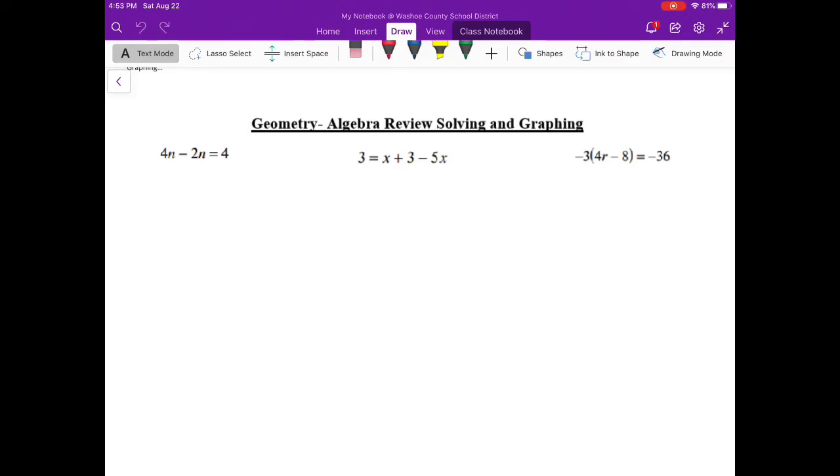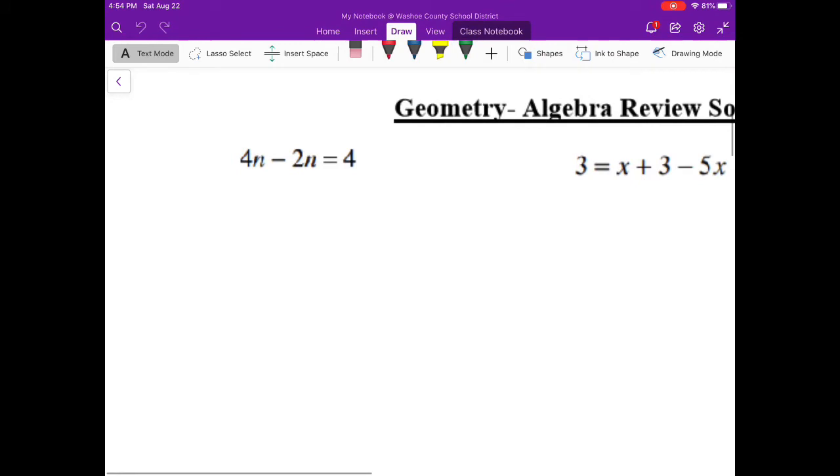Welcome everyone. We're going to be doing some review on how to solve a multi-step equation, and we're also going to be doing a review on graphing. So when we have an equation, we're going to start with something simple like this. When we ask you to solve, we're asking you to isolate the variable. So here's my variable. In this case, it's n.